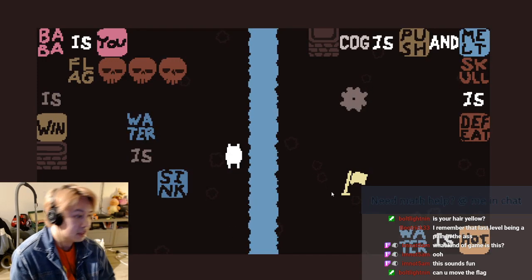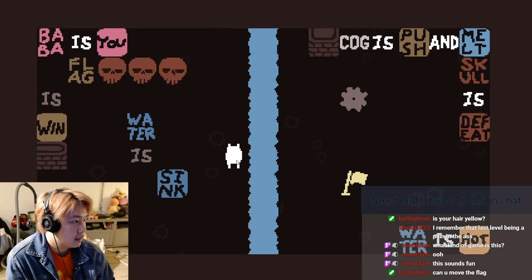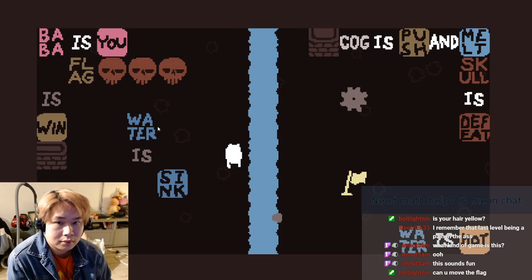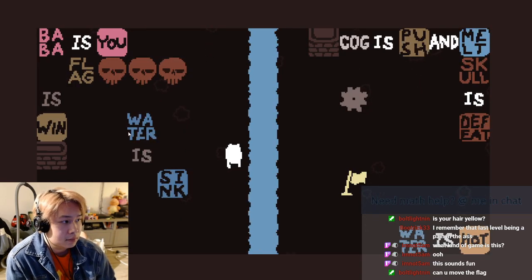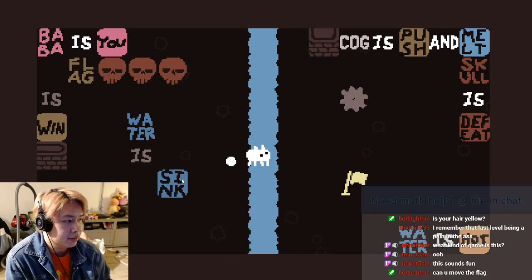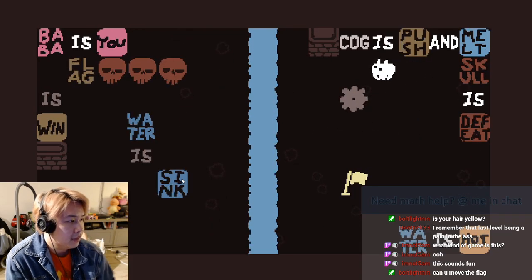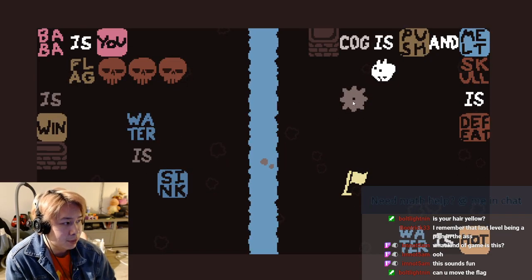Okay, well, first step I'm pretty sure is, I can't move the flag because there's no sentence saying that I can push the flag. You need to say like flag is push. But this is the only flag in the stage, and it's not making a sentence with anything. So I can break this, so then now I no longer sink. And my assumption is I need to move this cog over here.